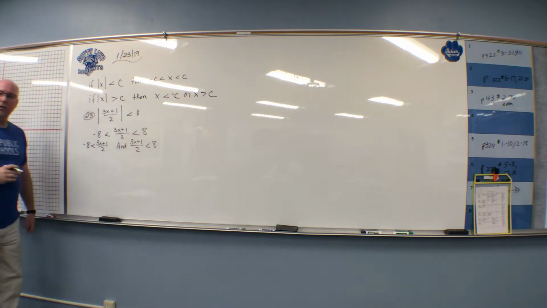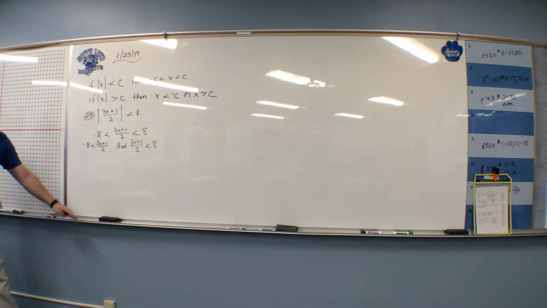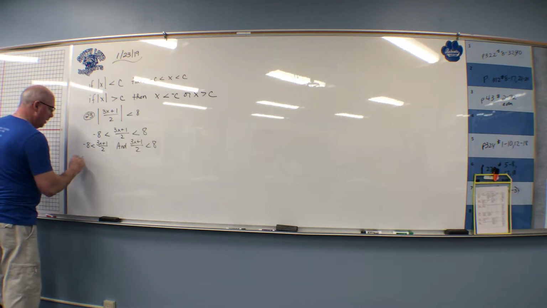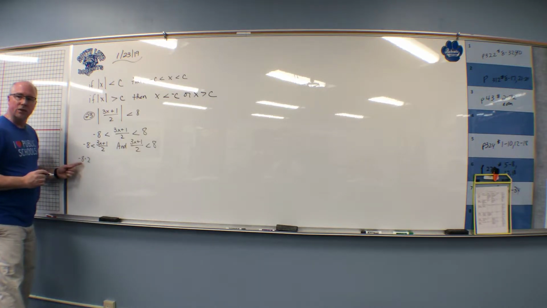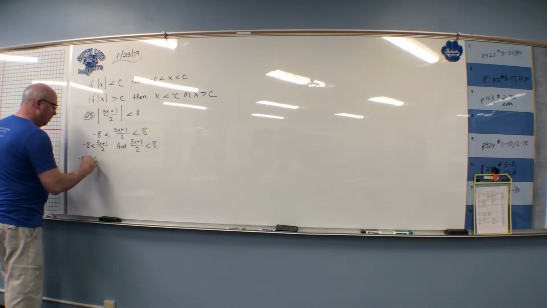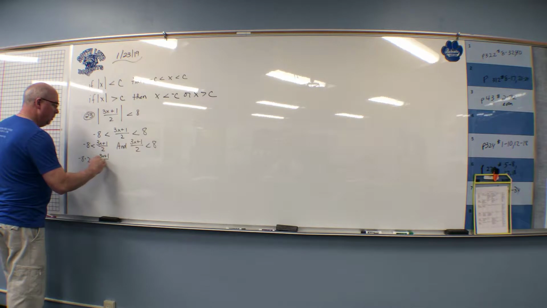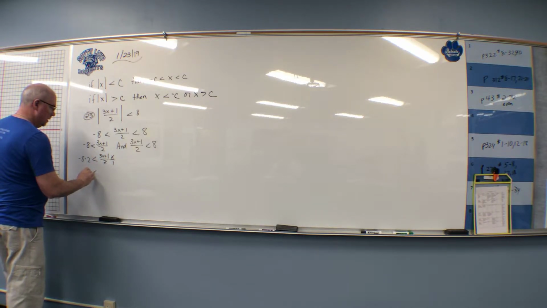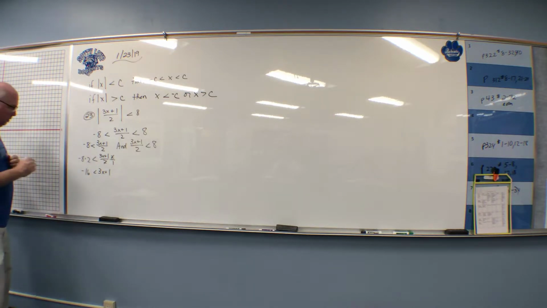I separate the two. Now this is going to take more than this board to do because I've got three steps. What's the first thing I get rid of? The 2. I multiply both sides by 2. Do I switch the sign? No. Even though the 8 is negative, I do not switch the sign because I'm multiplying by 2. So I multiply by 2 there, and I multiply by 2 here. The 2's cancel. So I have negative 16 is less than 3x plus 1. Now what? Subtract the 1.